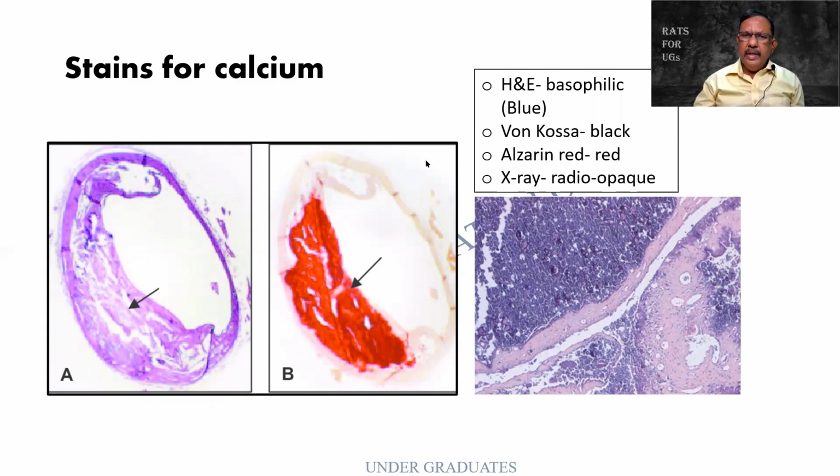And another stain is alizarin red. So look at this one. That area of calcification has taken up a red color. So this is alizarin red. These two stains we shall remember: Von Kossa and alizarin red. And look at the histological picture.